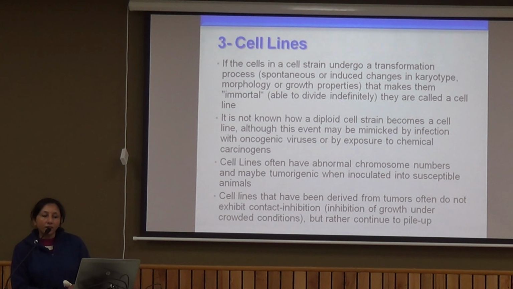So cell lines often have abnormal chromosome numbers and may be tumorigenic when inoculated into susceptible animals. That is, when the cell gets transformed, it doesn't remain a normal cell anymore. It is transformed into a tumorous cell, a cancerous cell. Cell lines that have been derived from tumors often do not exhibit contact inhibition.